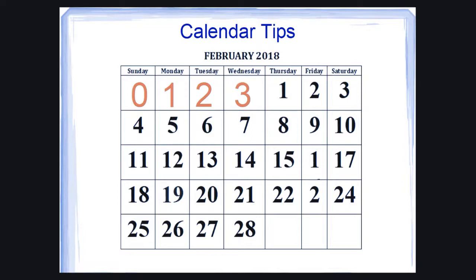Here we have Sunday, Monday, Tuesday, and Wednesday. So this means Sunday is 0, Monday is 1, Tuesday is 2, Wednesday is 3. These are the numbers for the days. And for Thursday it will be 4, Friday will be 5, Saturday will be 6. This way it goes on. So 3 here is the month code.